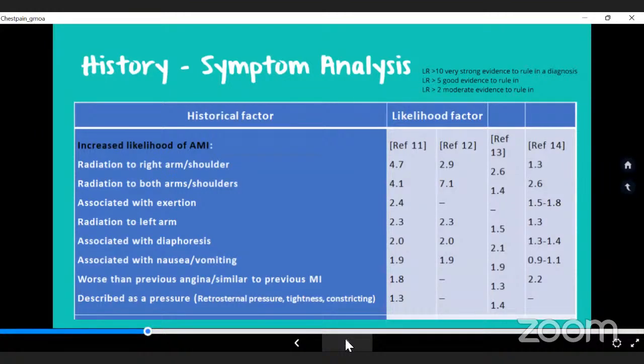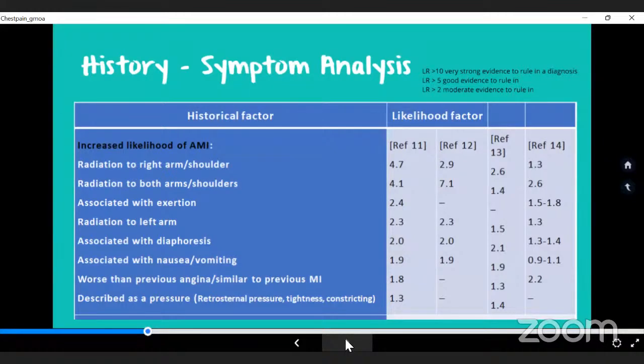So these are evidence-based factors. You can see usually what we typically describe is chest pain radiating to the left side is the acute myocardial infarction chest pain. But according to this evidence, radiating to the right arm or shoulder has a more increased likelihood of acute myocardial infarction. This is not going to say Kumar, Clark and Davidson are wrong, but the evidence suggests that you cannot neglect a patient coming with chest pain who is complaining of radiating to the right arm or both arms. It has high likelihood ratios.